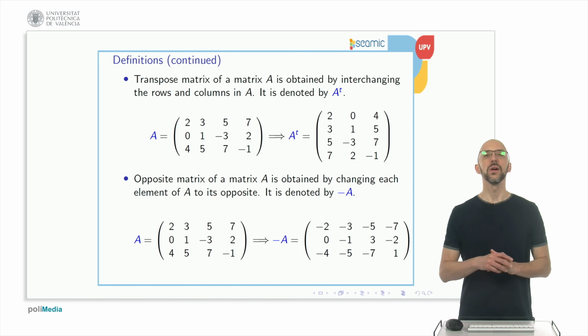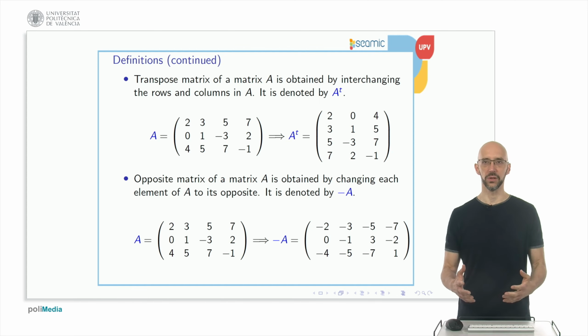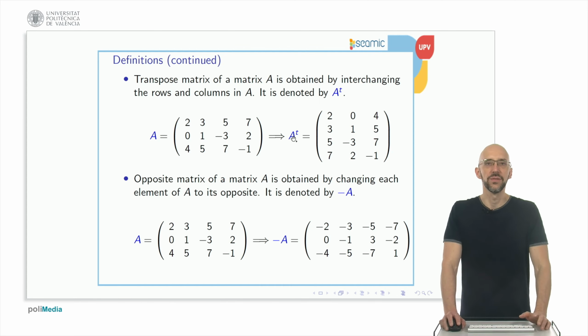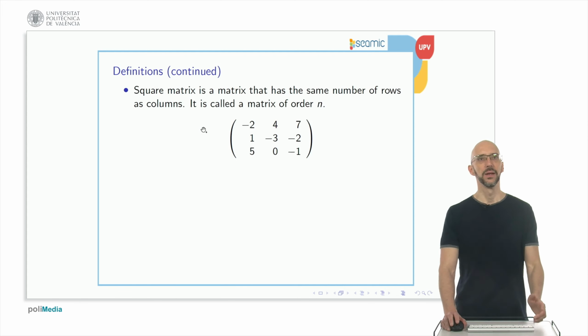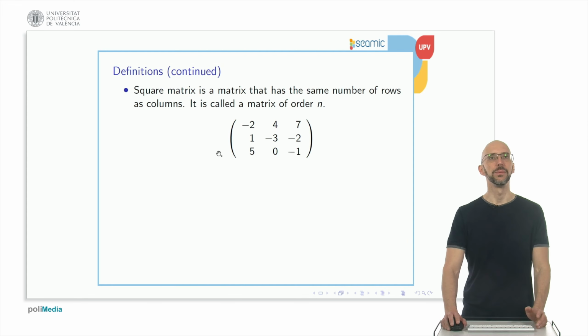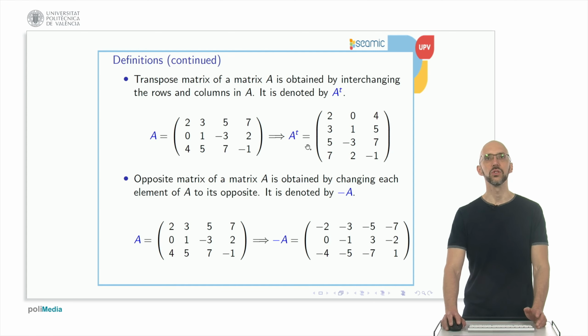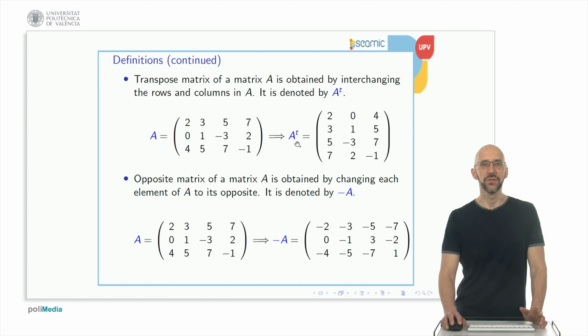More things. The transpose of a matrix is important. How do we calculate the transpose of a matrix? Let me say it in a very short way: we just change rows by columns. I'm going to show you here. In this matrix there are 3 rows, 4 columns. Then the transpose of this matrix is 4 rows, 3 columns.